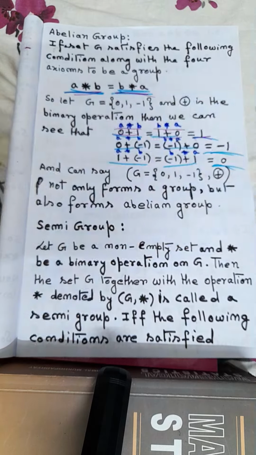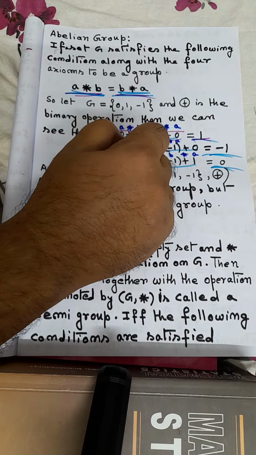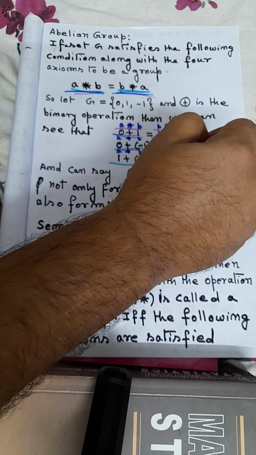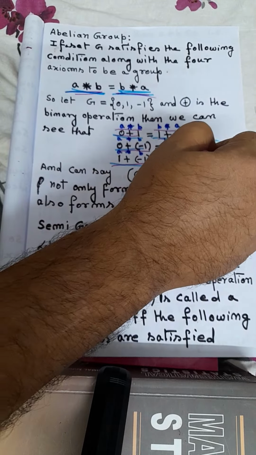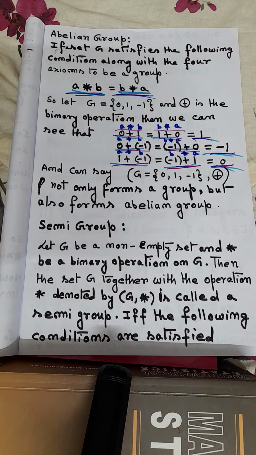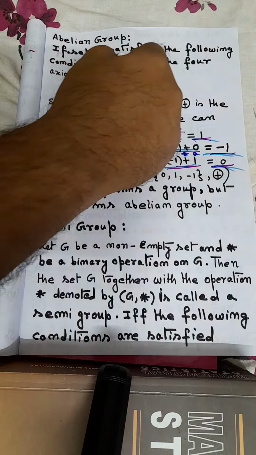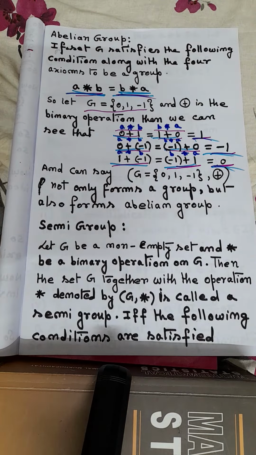What we will get? 1. Again 0 plus minus 1 and minus 1 plus 0. What we will get? Minus 1. Correct. Then 1 plus minus 1, and minus 1 plus 1, and we will get 0. Right. So we can see here that A binary operation B equals B binary operation A for the set G having elements 0, 1 and minus 1 with addition as binary operation. So the set G with addition as binary operation not only forms a group but also forms an abelian group.